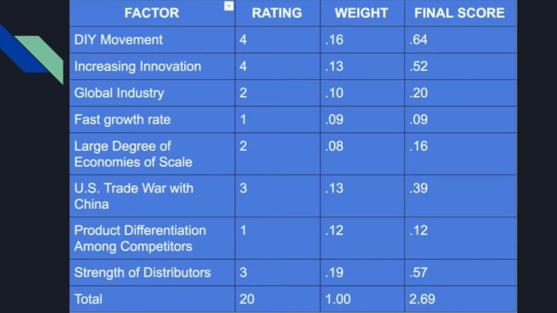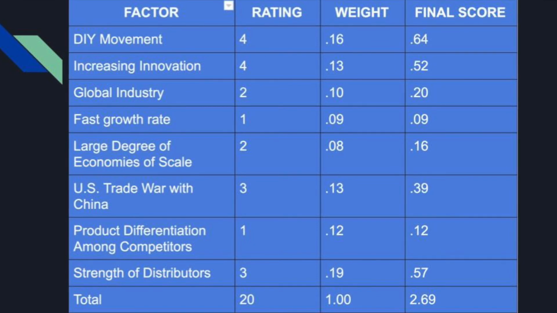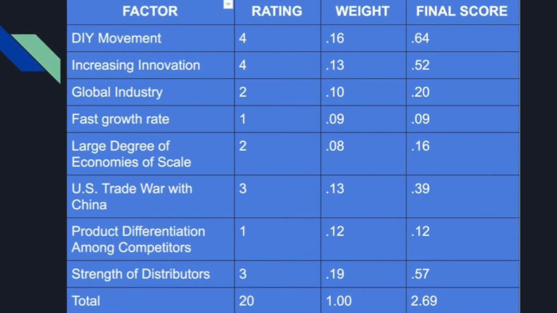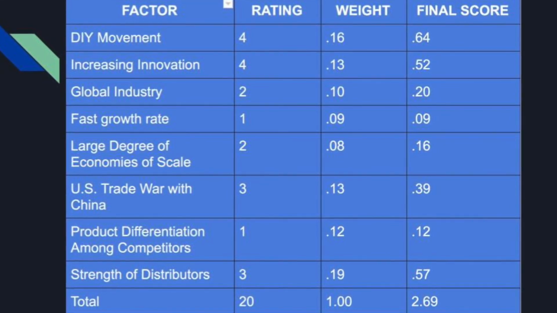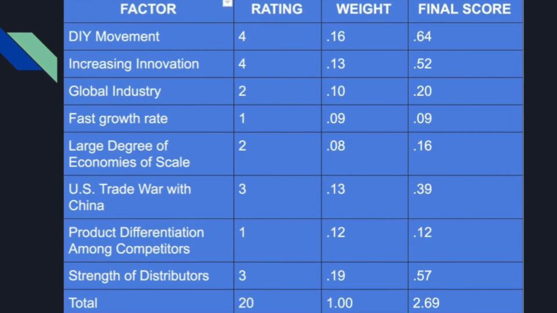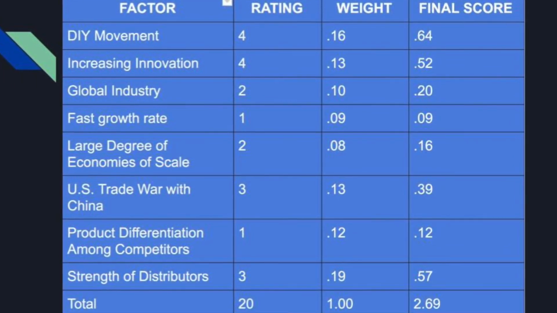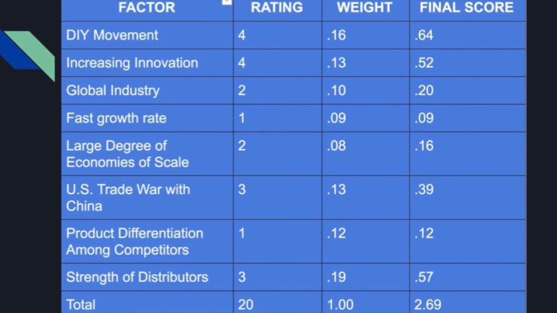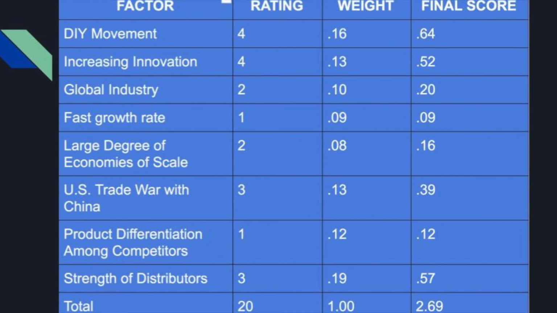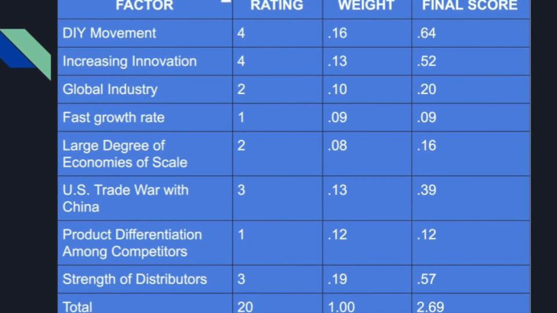The weights that we assign to each factor correspond with that factor's importance in the external environment. So as you can see, the DIY movement and the increasing innovation in the industry have very high weights because they have high importance for the overall growth of the industry. However, factors like the large degree of economies of scale have a lower weighting because Stanley Black & Decker is well established in the industry already and has combated the problem of economies of scale prior to their current situation.